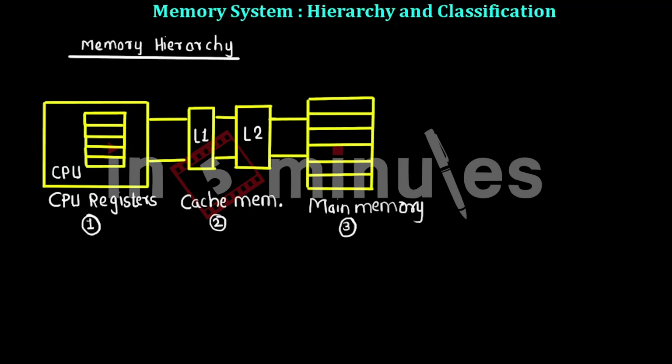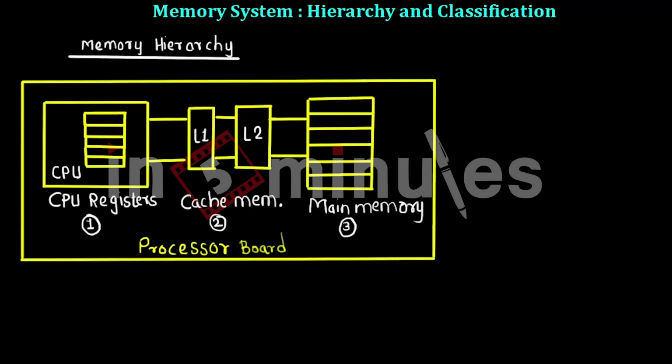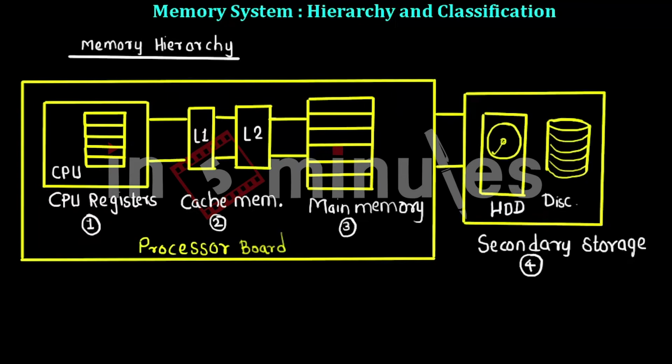At the third level of hierarchy, we have the main memory present. Now, all of these memories are present on the processor board or processor motherboard, and they are basically called onboard or internal memories. However, the memory space provided by the internal memories is not sufficient for the processor operations. That is why secondary storage devices are used, such as hard disk drives and CD-ROMs. So they constitute the fourth level of memory hierarchy in this organization.